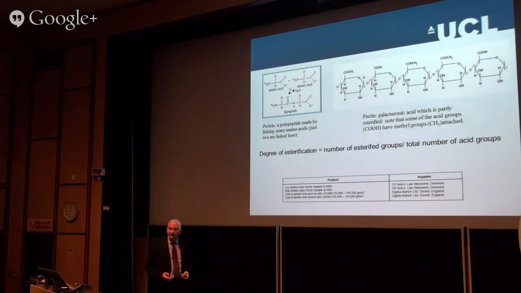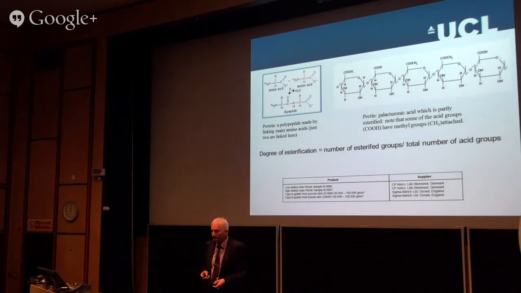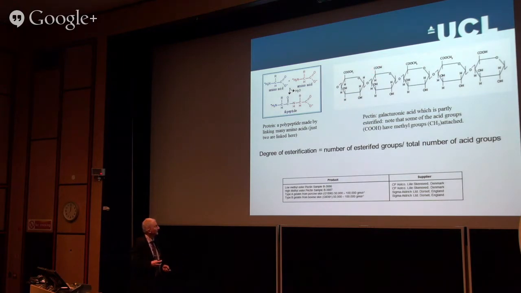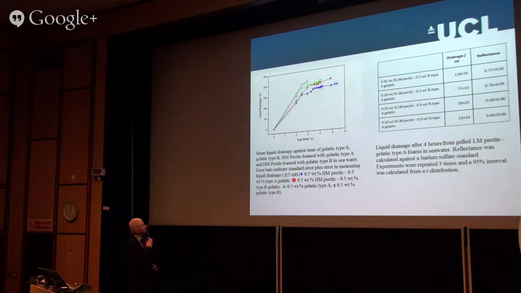So single surfactants on their own are no good. So we began to explore the interaction of pectins and protein. And this is the idea. This is a low methyl pectin, so you've got some carboxyl groups and some are esterified, and then we're looking at proteins at the same time. And they do drain, but they leave behind a kind of biscuity sort of solid which has quite a high reflectance, as you can see here.